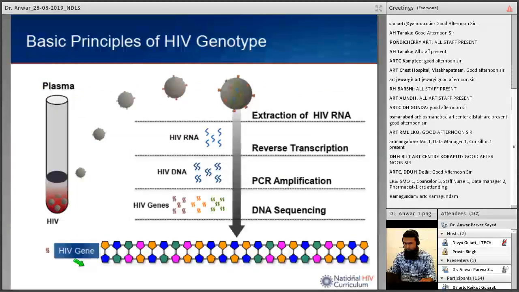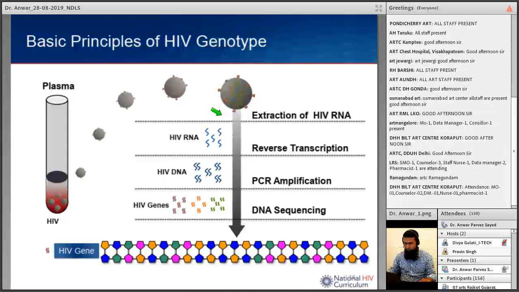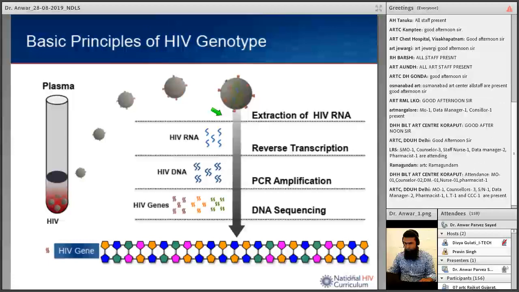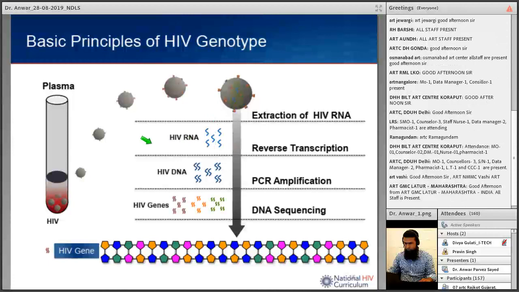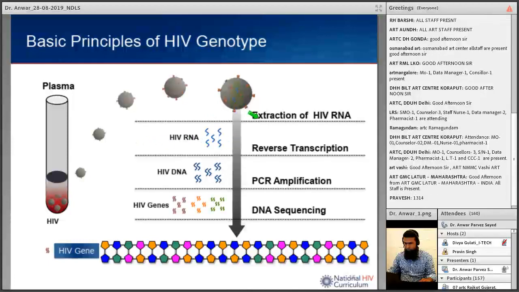Now, these are some basic principles of genotyping. How they do it is they separate plasma, and from this plasma they extract HIV virus. We all know that HIV is an RNA virus, so they extract HIV RNA from the blood plasma, and they do reverse transcription the way it happens in the body naturally. So they do it in the lab. Reverse transcription happens, which means from HIV RNA, DNA is formed, and then there will be amplification of this DNA. This is again not an easy process in the lab, but DNA strands are amplified and DNA sequencing is done.